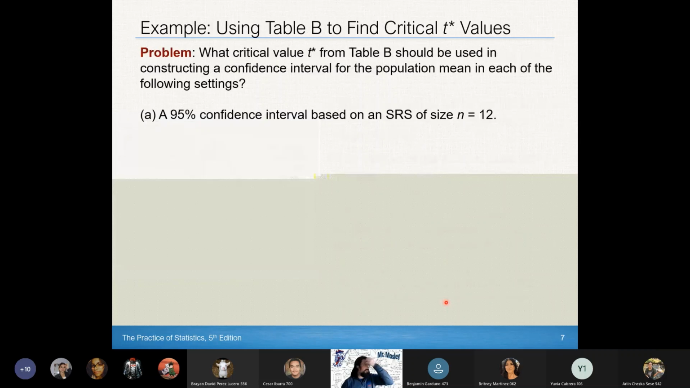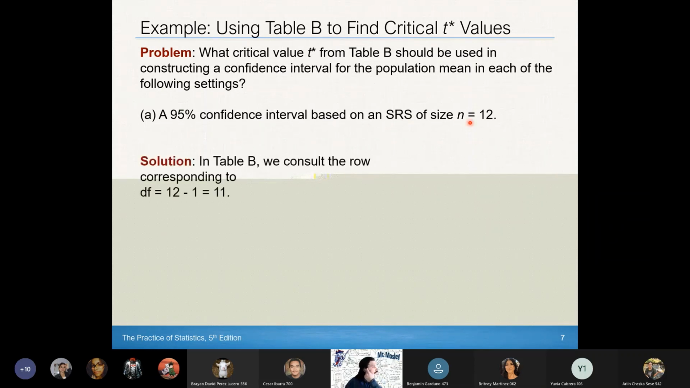So then let's look at an example of how to use table B to find critical t star values. So our problem is, what critical value t star from table B should be used in constructing a confidence interval for the population mean in each of the following settings. We have a 95% confidence interval based on an SRS of size n equals 12. In table B, we consult the row corresponding to degrees of freedom equaling 12 minus 1 equals 11.